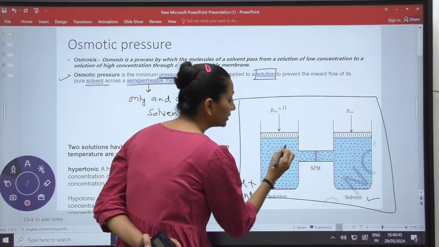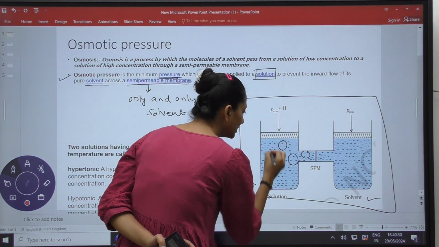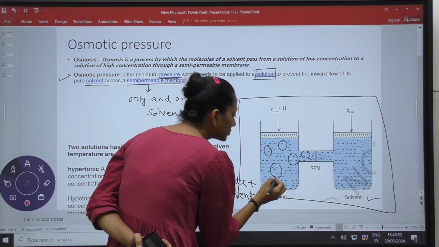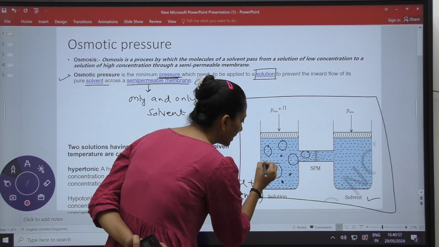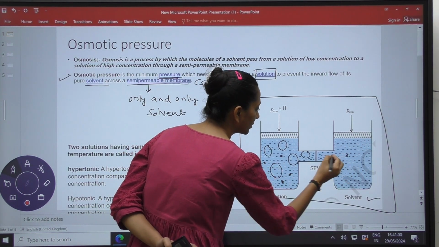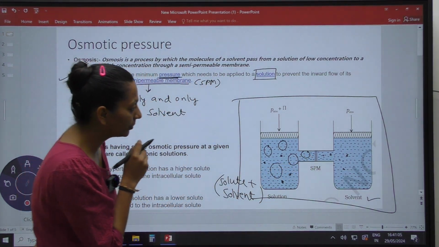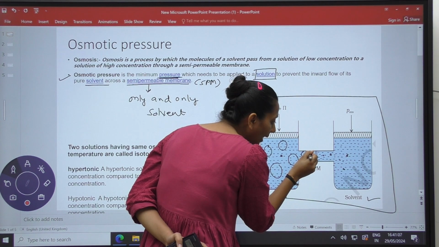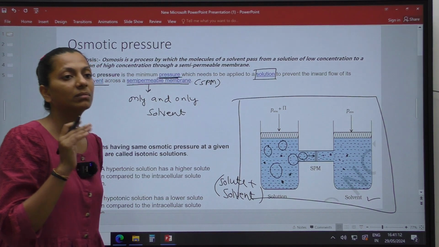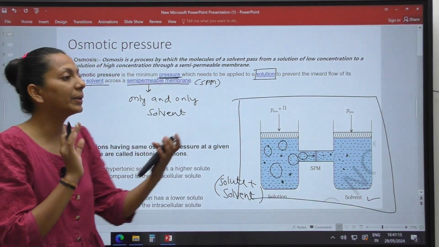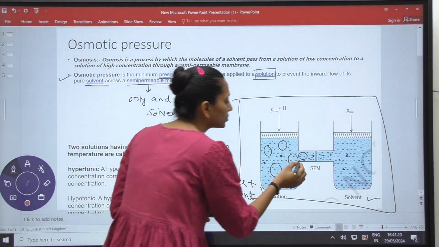We know that solute particles are larger in size compared to solvent particles, and solvent particles are smaller. These are the small solvent particles, and we have solvent particles on this side also. These large solute particles are going to hit the semi-permeable membrane and apply a pressure over it, and that pressure is known as the osmotic pressure.